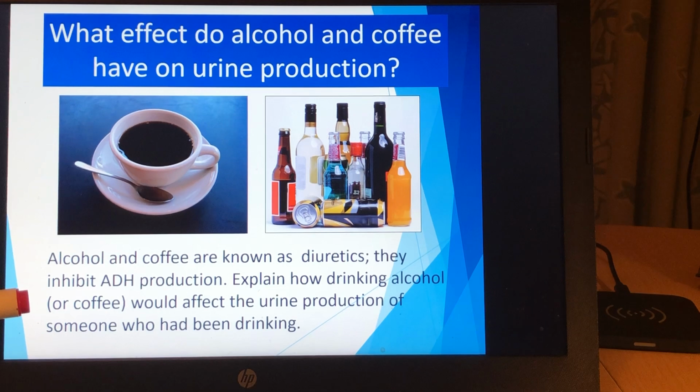So what I want you to do is to answer the question that I've put in this assignment. It's only for 2 or 3 marks. How would drinking alcohol or coffee affect someone's urine production if they've been drinking a lot? Okay, so if they're drinking a lot of urine or coffee, deliberate mistake, they're not going to be drinking urine. If they've been drinking a lot of alcohol or drinking a lot of coffee, how's their production of urine going to be affected, and why?